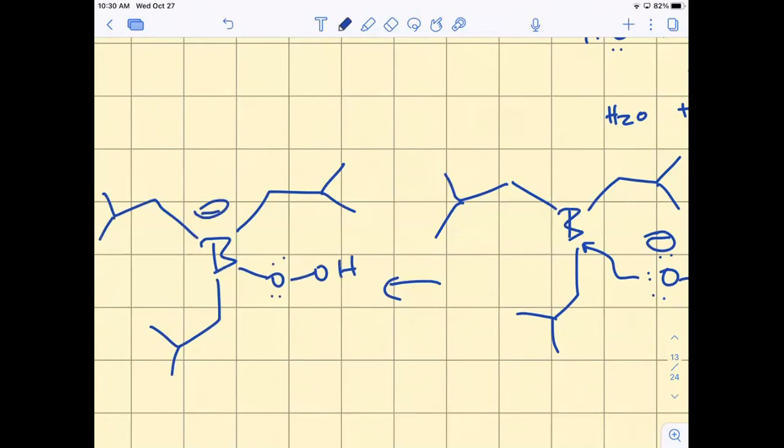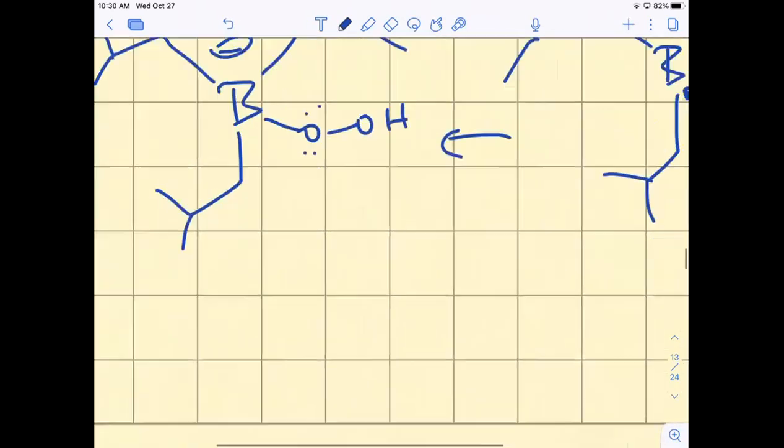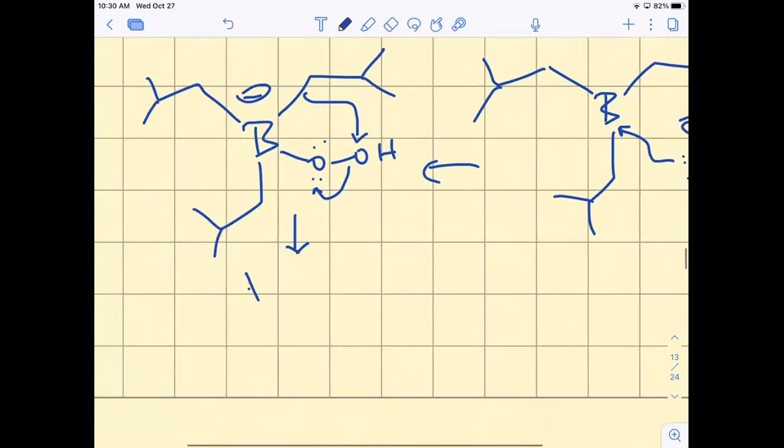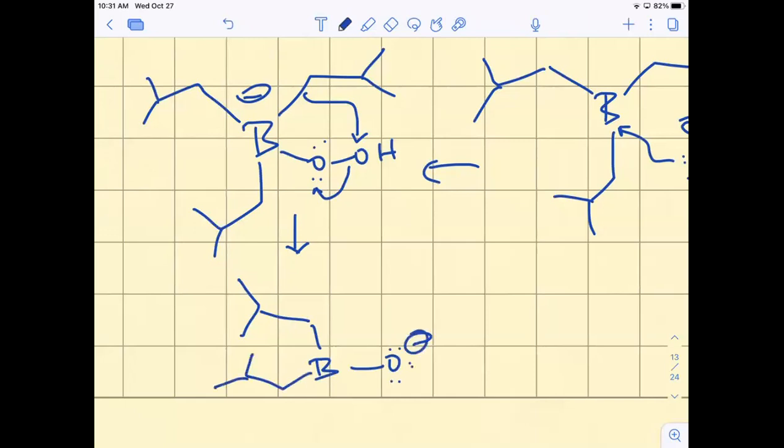Right? And so now I can actually see the formation of one of my alcohols from here. So I'm going to take this pair of electrons and push them here, and take this pair and push them onto the other oxygen. So it's going to leave me with B that's negative, and like that, plus one of my alcohols.